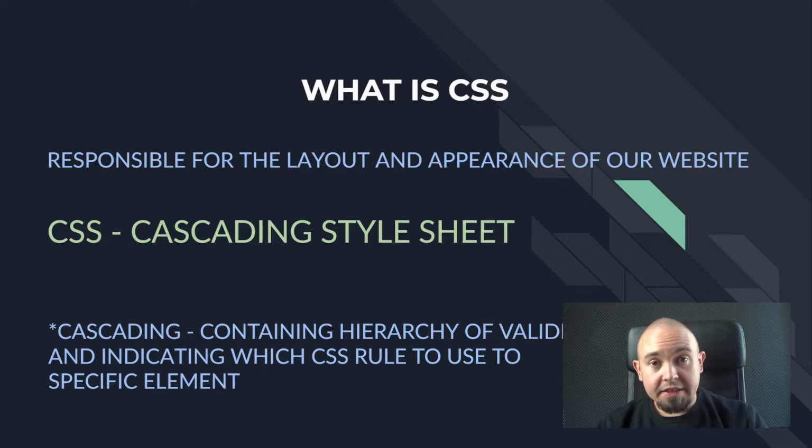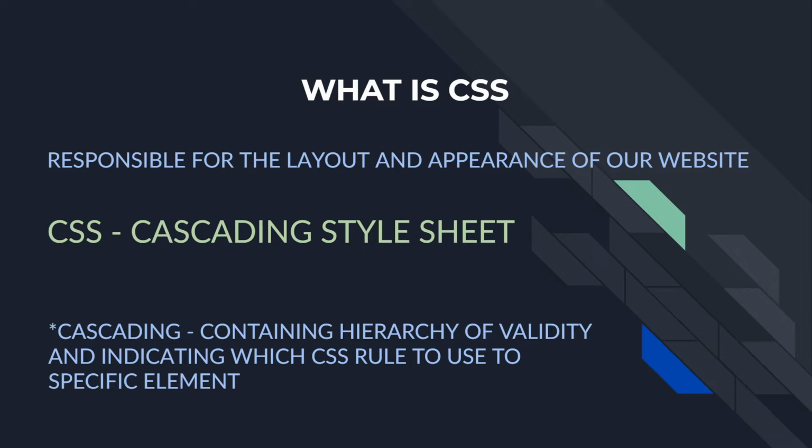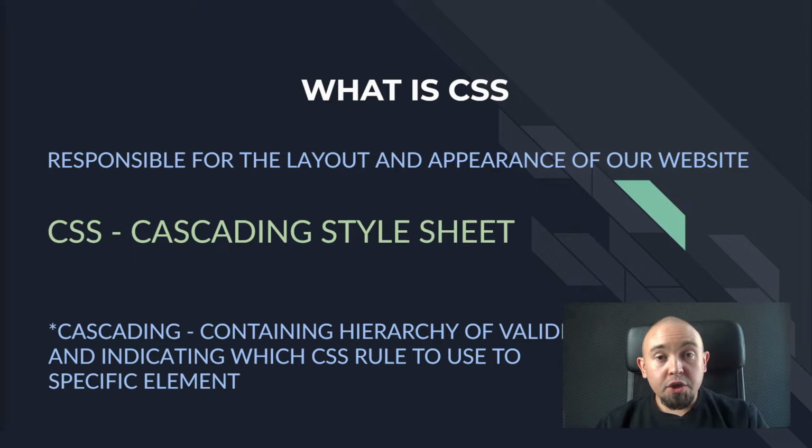So what is this CSS? The name stands for Cascading Style Sheet. So it's the sheet with styles for our website. Cascading means that it contains a hierarchy of validity and indicates which CSS rule to use for a specific element. To put it short, cascading is responsible for choosing the most important CSS rule to use on our element.